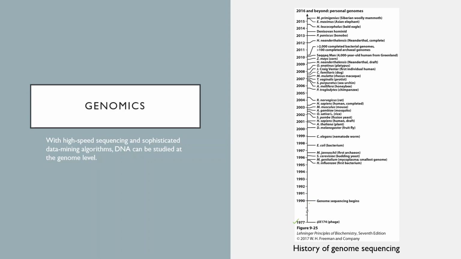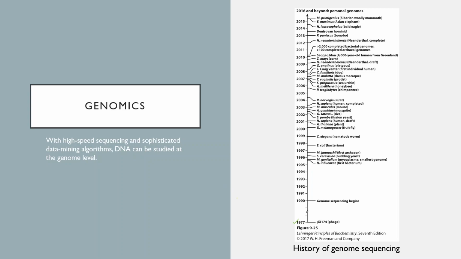That can be done with a virus because they have relatively short genomes. But the first attempt at sequencing anything larger than that came much later, in 1990. And in fact, the first non-phage organism ever to have its genome sequenced was a bacterium, H. influenzae, in 1995.